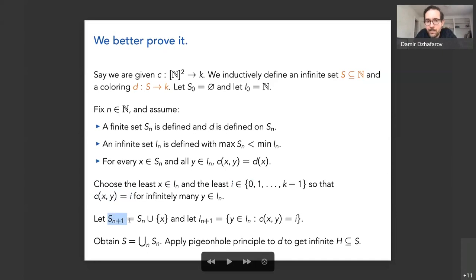We set Sn plus 1 to be Sn together with this X. We let In plus 1 be just those Ys that have that color with X. And I should say, define D of X to be i. So what are we doing? We are thinning out the reservoir of numbers so that anything we put into S has the same color, with respect to the C coloring, with everything that's left at every stage. We take something and put it in S, and we thin out this reservoir so that again this number has the same color with everything in it. In the end, we take S to be the union of all these Sns, and we can apply the pigeonhole principle to the coloring D to get an infinite homogeneous set H.